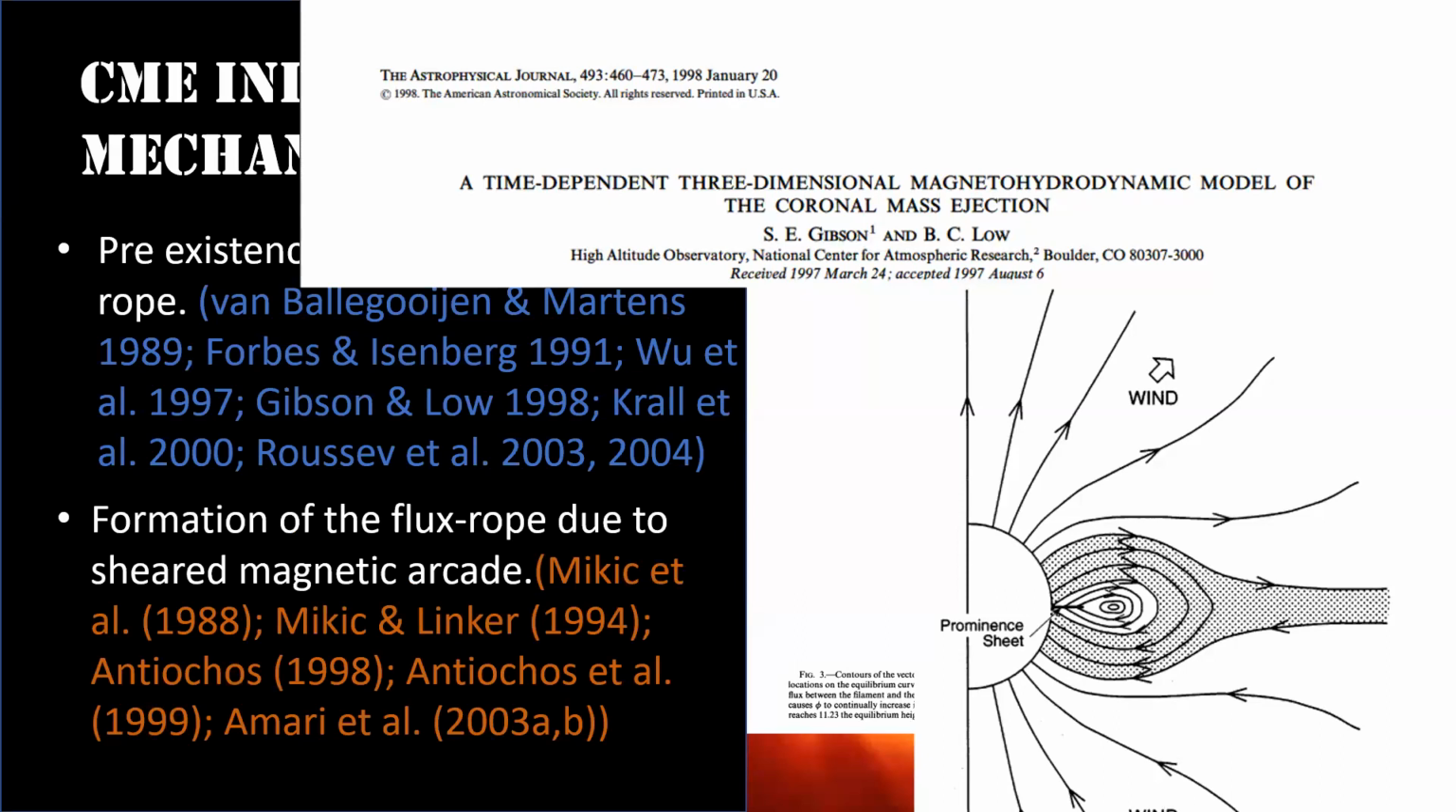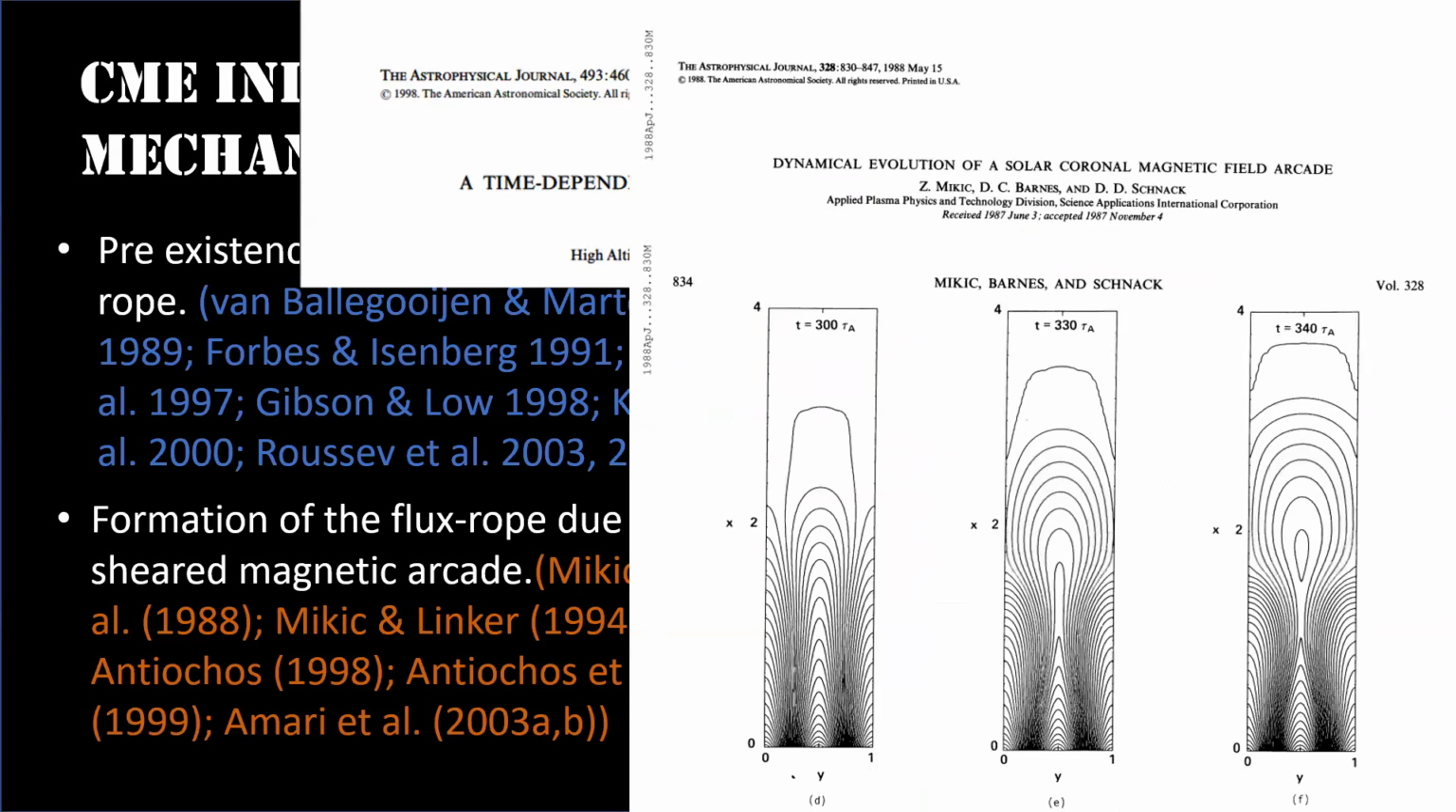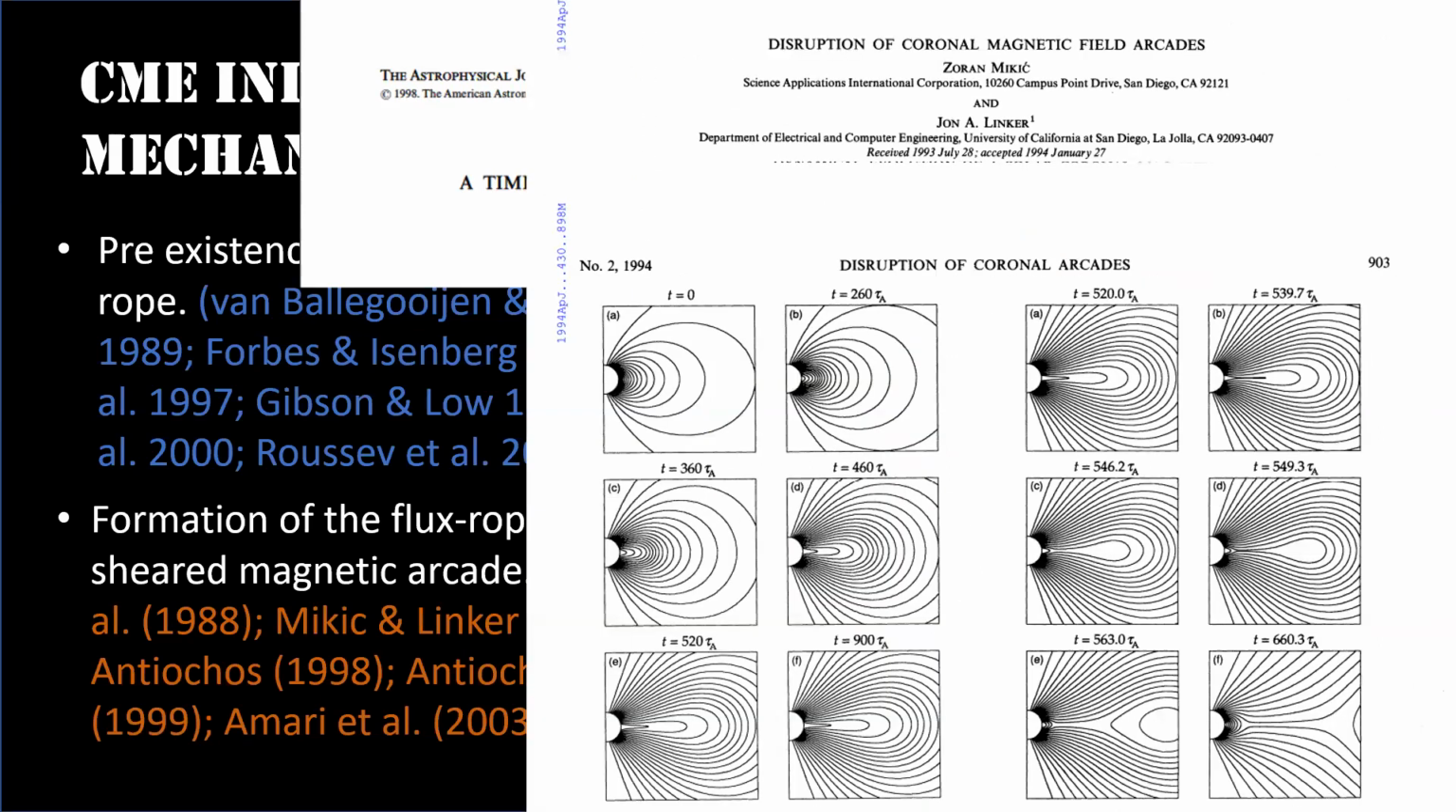The other thought says that the flux rope forms due to a sheared magnetic arcade. There is no prior existing flux rope, but the flux rope forms due to the shear motion of the magnetic arcade system in the solar atmosphere, after reconnection at the base of this sheared arcade system. In some of the work by Mikic, there is a dipole magnetic field, and when it is stretched, the flux rope forms after the reconnection, and it erupts into the heliosphere.